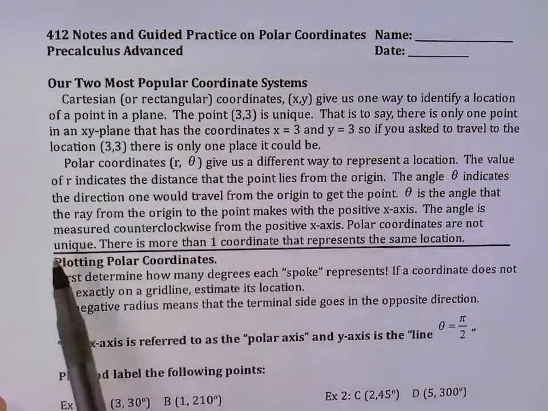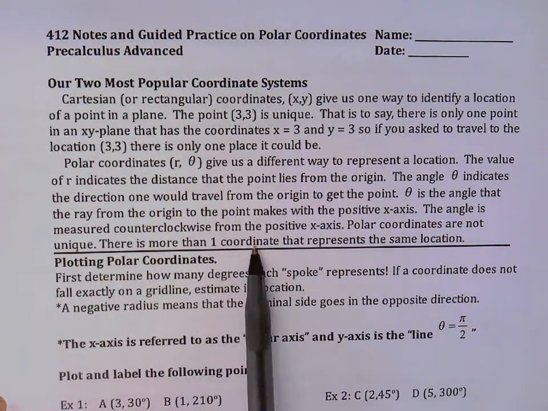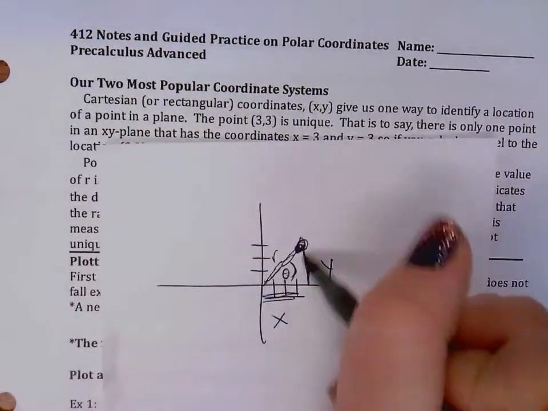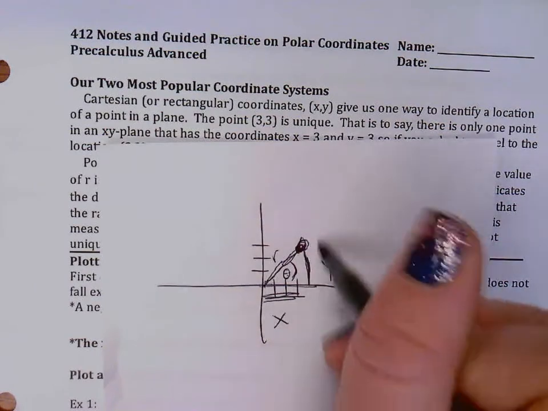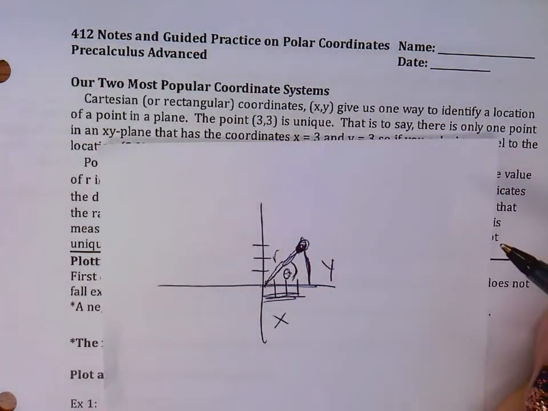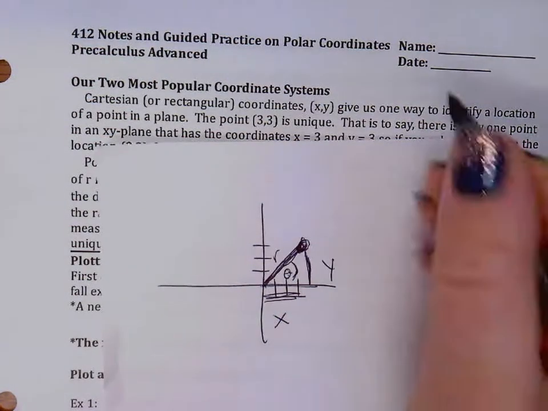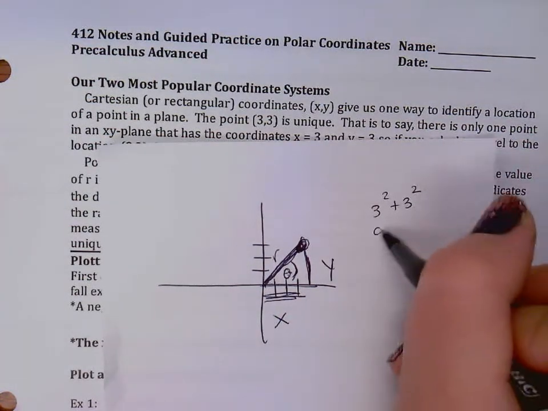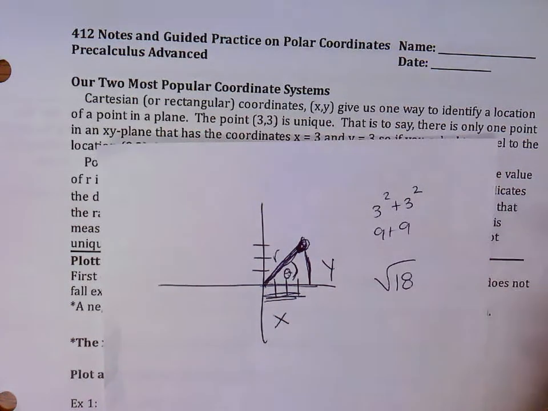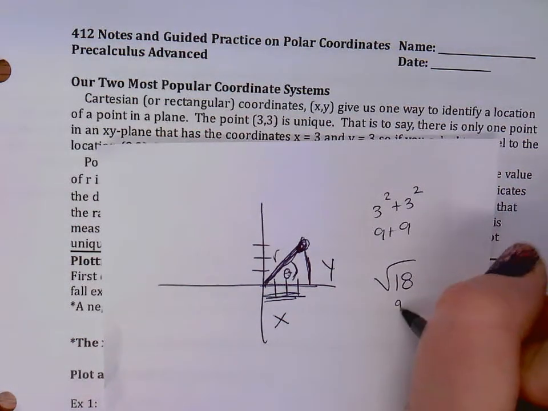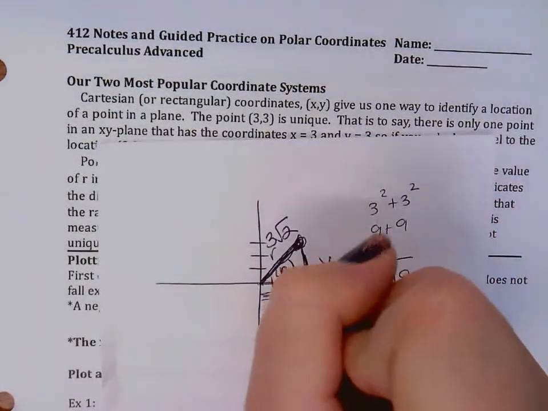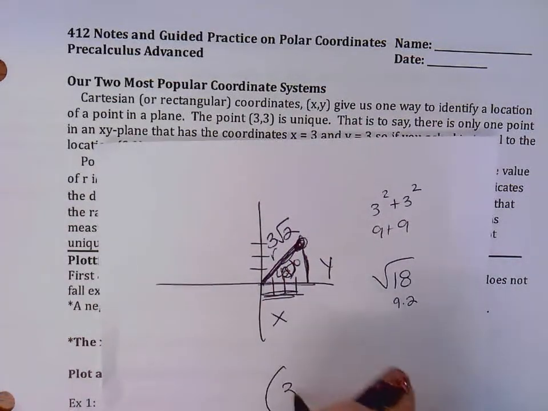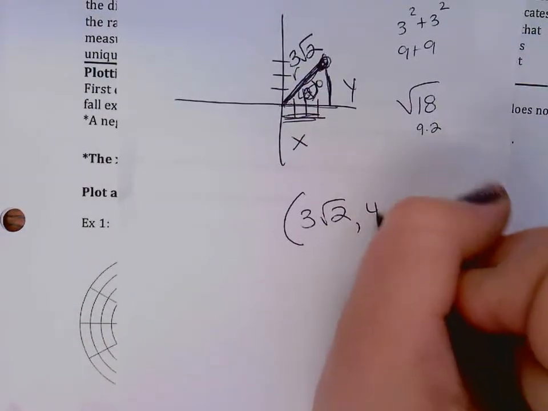Polar coordinates are not unique. So there's actually more than one coordinate that can represent the same location, basically because of angles. So let's say this one is 45 degrees, right? Because it's an isosceles triangle, 3, 3. So if that's 45 degrees, what would be the hypotenuse? 3 squared plus 3 squared, 9 plus 9 is 18. So square root of 18, or what's that? 9 times 2, 3 root 2. This is 3 root 2 in length, and this is 45 degrees, right? So I would write it 3 root 2, comma, 45 degrees.